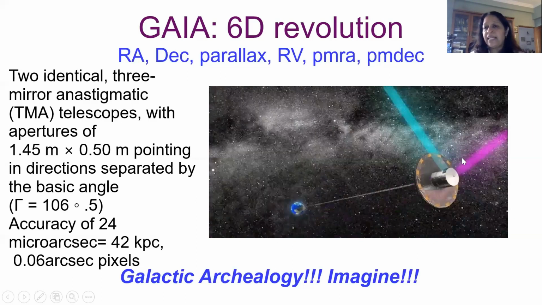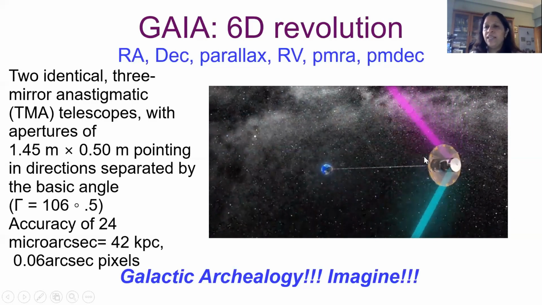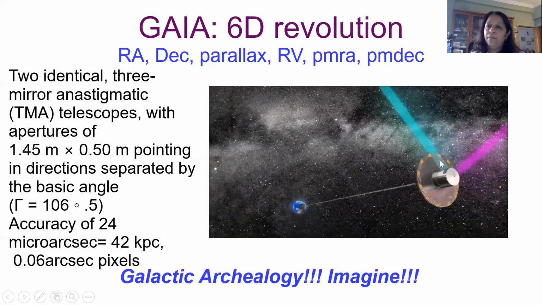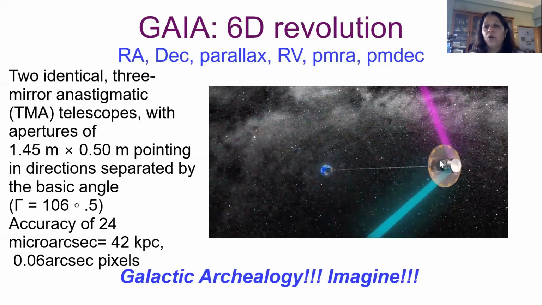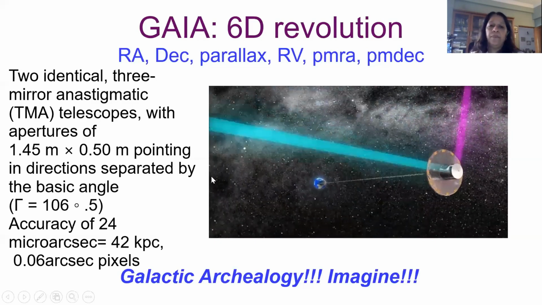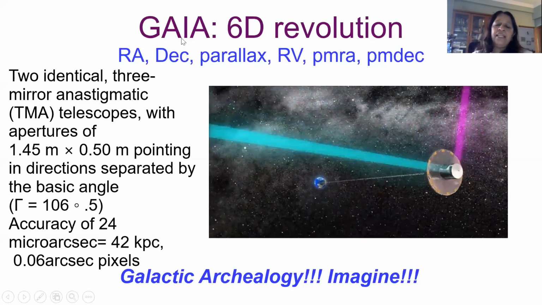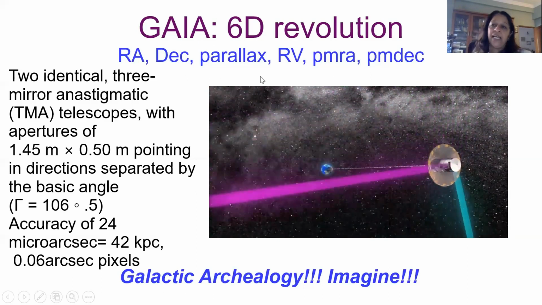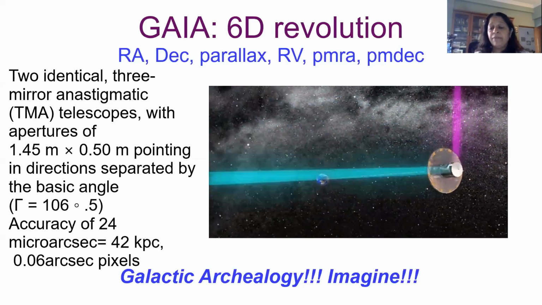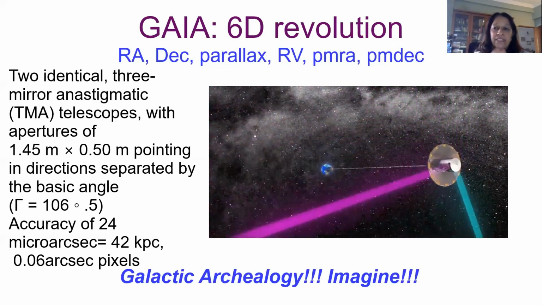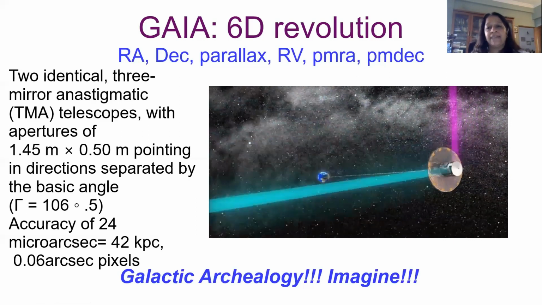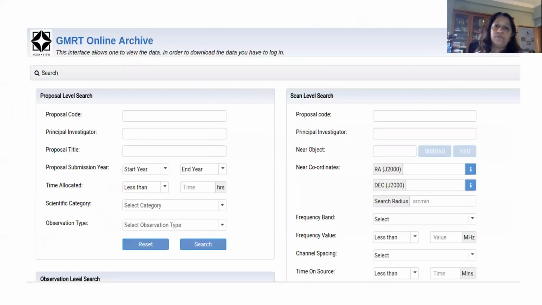This is a satellite which has 2 mirrors with which it is very accurately measuring positions and motions of a billion stars in our galaxy, right? And this can be directly accessed from the VizieR site, from the Gaia site, as well as we will have separate sessions where we will talk specifically about Gaia and how to access the Gaia data.